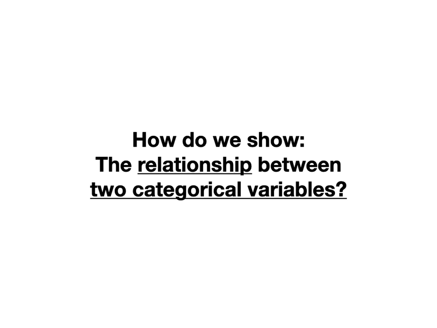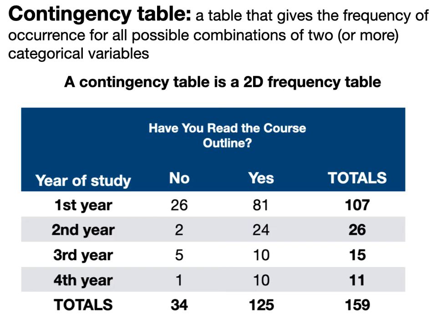Okay, so moving on, how do we show the relationship between two categorical variables? We've already looked at a way to do that with tables, and that would be with a contingency table. That gives you the frequency of occurrence for all possible combinations of two or even more categorical variables. In this course, we'll generally look at contingency tables that are two-dimensional.